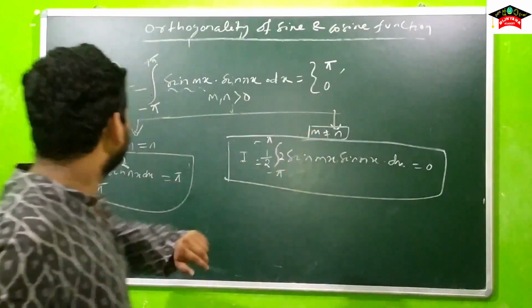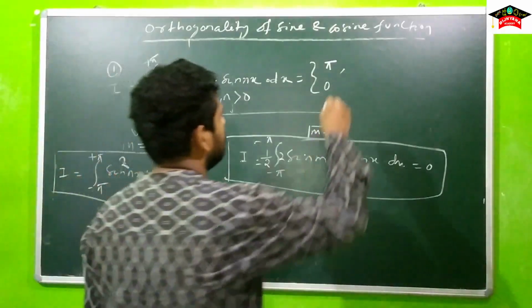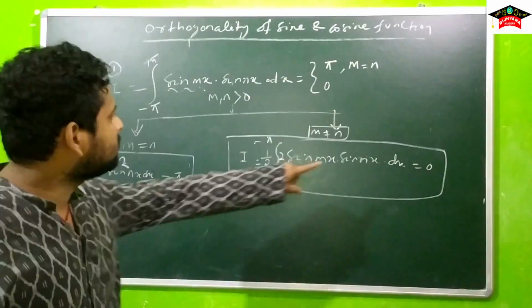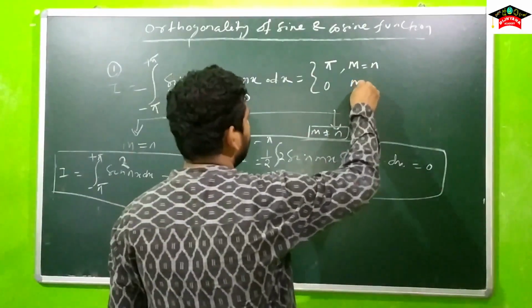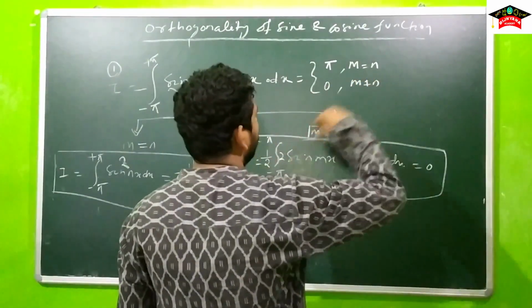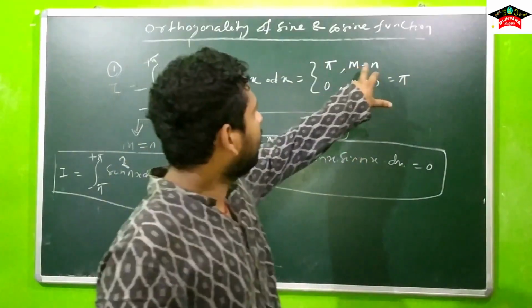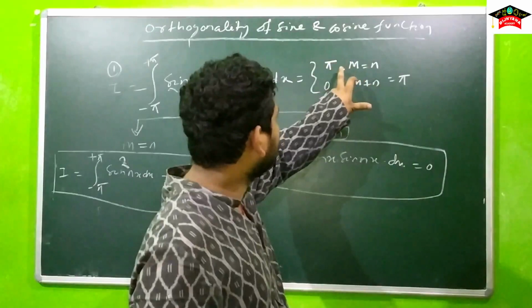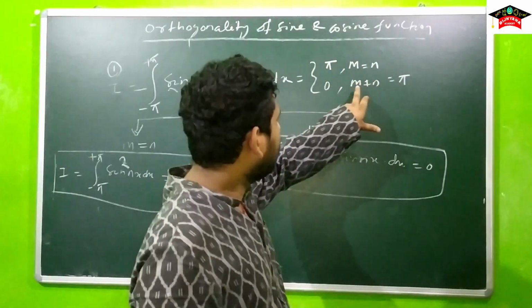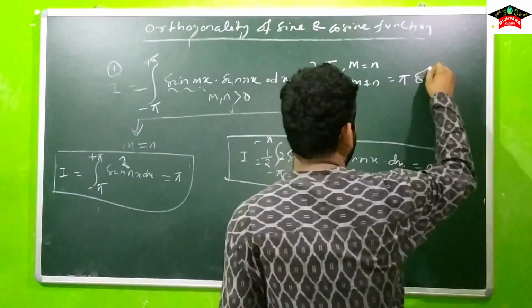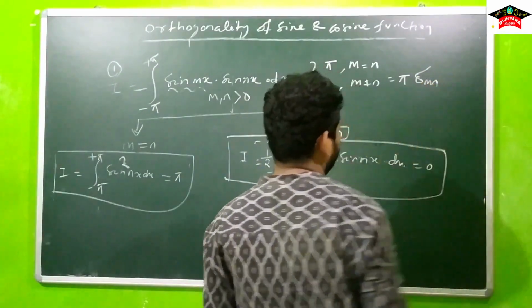When will we get pi? When m is equal to n. So when m is equal to n, it has a value pi. When m is not equal to n, it is 0. So we can again say that this is pi, and when m equals n, it has a value of 1, that is pi into 1, and when m is not equal to n, it is 0. So I can write it here as delta mn, the delta function.